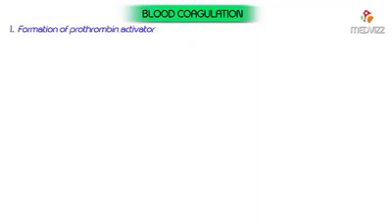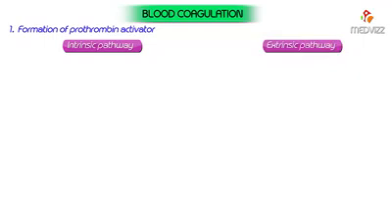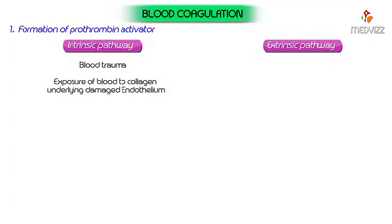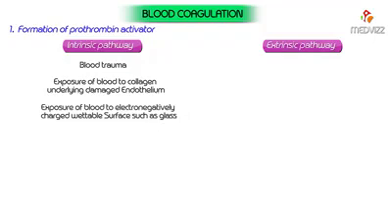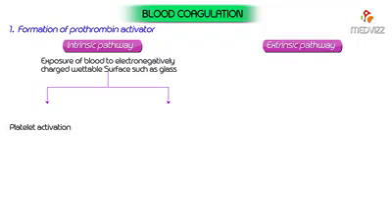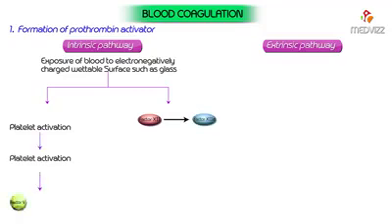Formation of prothrombin activator. Intrinsic pathway, extrinsic pathway. Let's look at the intrinsic pathway. Blood trauma or exposure of blood to collagen, underlying damaged endothelium, or exposure of blood to electronegatively charged wettable surface such as glass, leads to platelet activation as well as activation of factor 12 to factor 12A. Platelet activation causes activation of factor 5 to factor 5A.